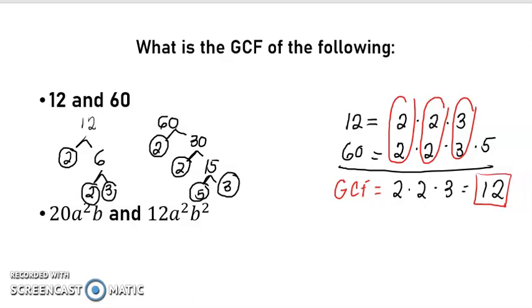Okay? Now, let's go to 20a squared b and 12a squared b squared. Now, these are examples of monomials, okay? Because there are variables, numerical coefficients, and exponents, and we only have one term. Now, for you to get the greatest common factor of this, it's important that you identify the prime factors of the numerical coefficients, okay? So, let's start with 20.